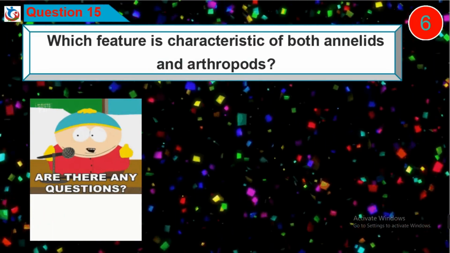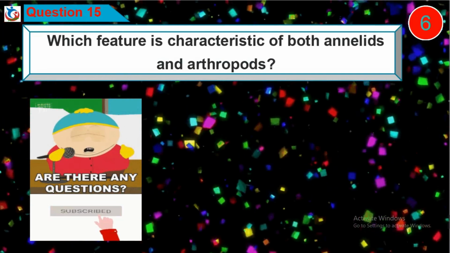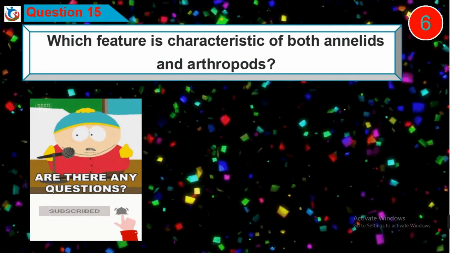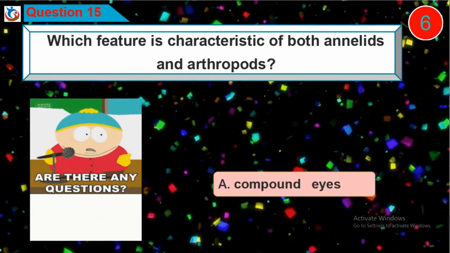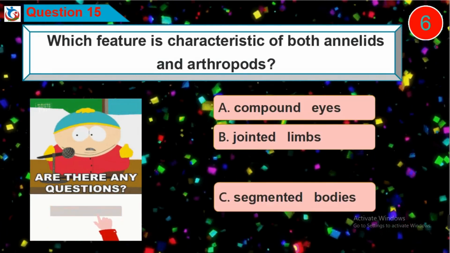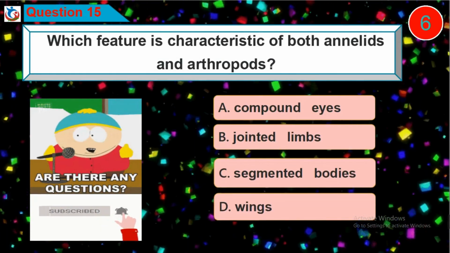Question 15. Which feature is characteristic of both annelids and arthropods? Is it option A, B, C, or D?